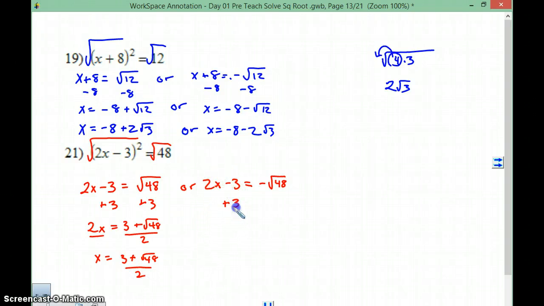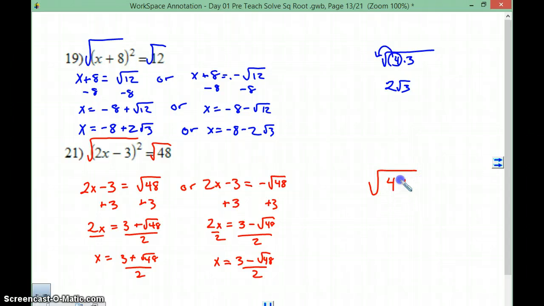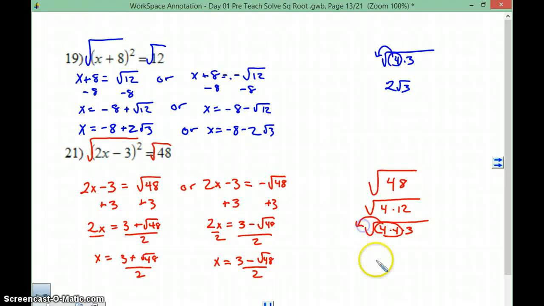Try this one. Add 3 to both sides. 2x equals 3 minus root 48. Divide by 2. x equals 3 minus root 48 over 2. Now, let's simplify root 48. That's the same thing as 4 times 12, and 12 is the same thing as 4 times 3, so we can take the square root of 4 times 4 out, 4 root 3. So let's rewrite this as x equals 3 plus 4 root 3 over 2, and x equals 3 minus 4 root 3 over 2.